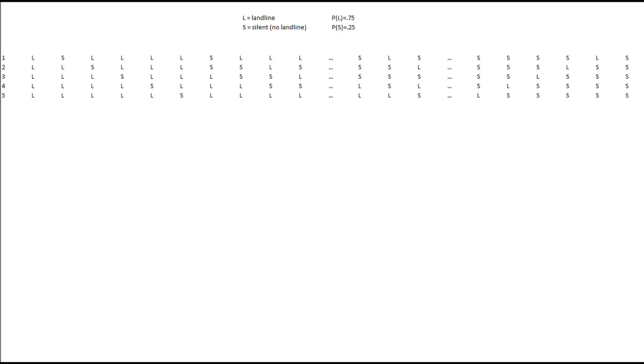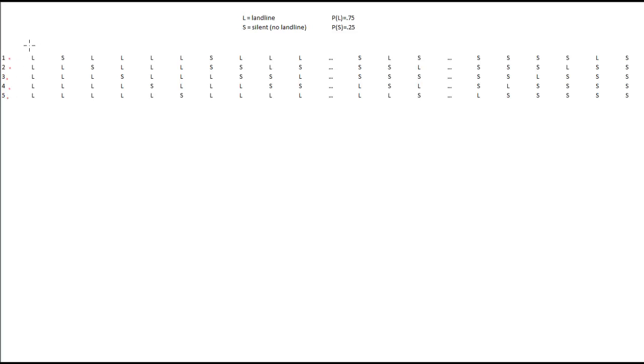So this is addressing a problem out of the textbook, and you were given the information that there's a 75% chance that somebody would have a landline, and so therefore you know there's a 25% chance that they will not have a landline. So I'm calling that S for silent. So here we have these numbers representing the first person, second, third, fourth, and fifth person that we call.